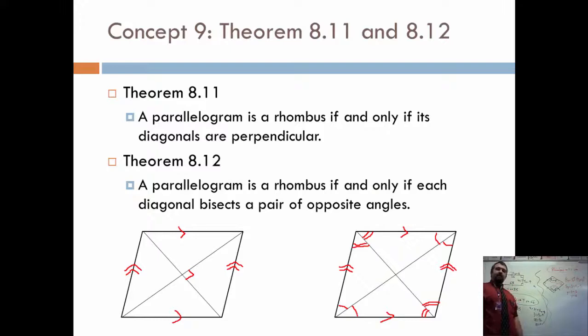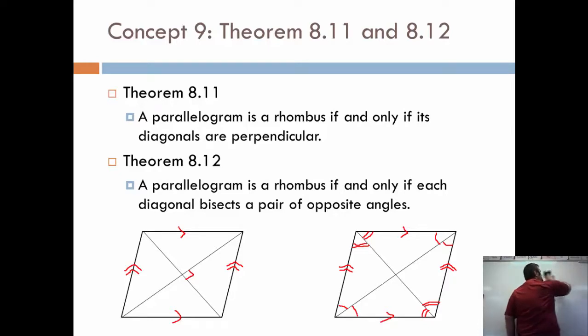So, theorems 8.11 and 8.12 say a parallelogram is a rhombus if and only if its diagonals are perpendicular. A parallelogram is a rhombus if and only if each diagonal bisects a pair of opposite angles. There are two different ways I can tell just by looking at the diagonals of a parallelogram if it is a rhombus. But here's the thing, it's not just if it's a quadrilateral, it's if it's a parallelogram. There's another shape called a kite that, if the diagonals are perpendicular, it could be a kite, and a kite is nowhere near being a rhombus.